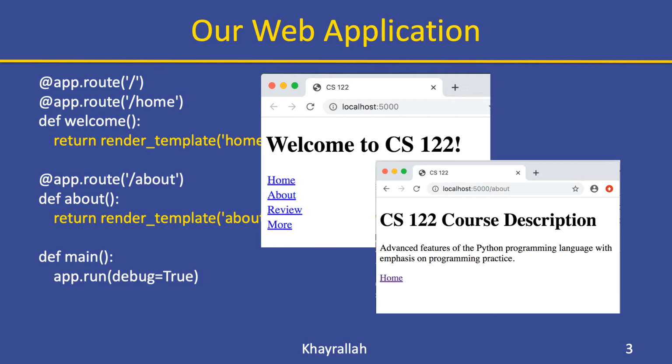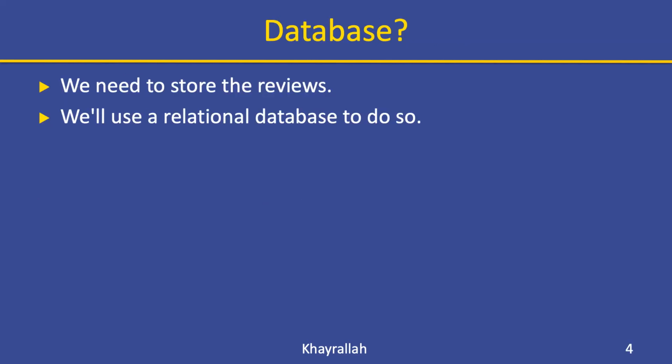Now on the home page, one of the links we have is a review link. We would like users to be able to add reviews for CS122. So we need a database to store these reviews. We'll use a relational database to do so.